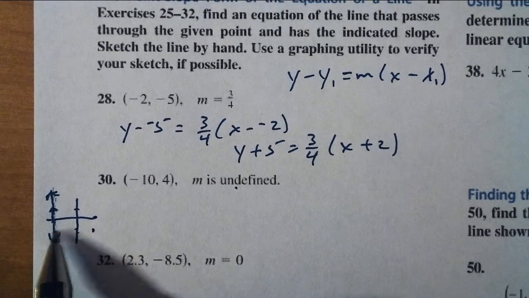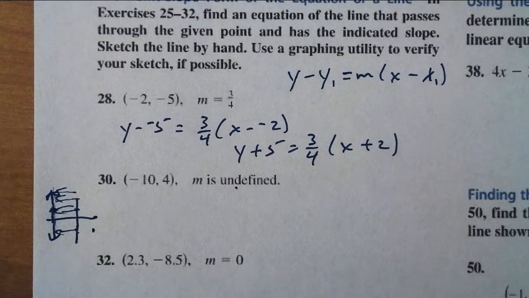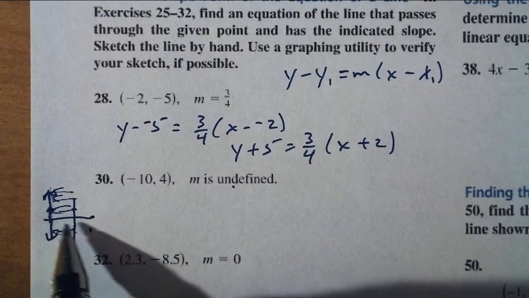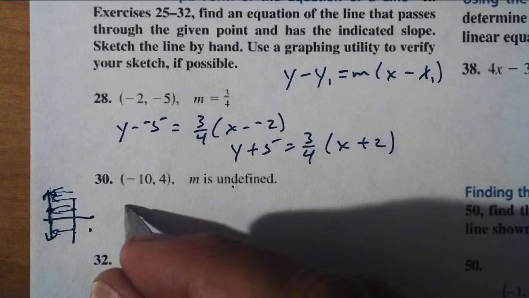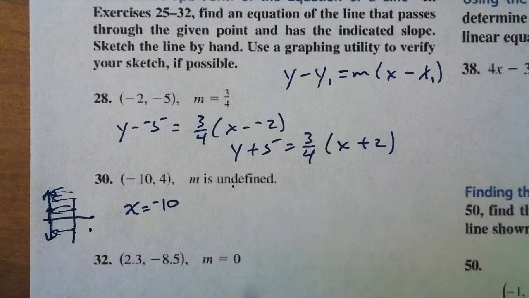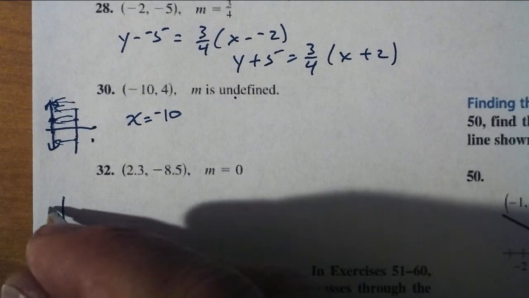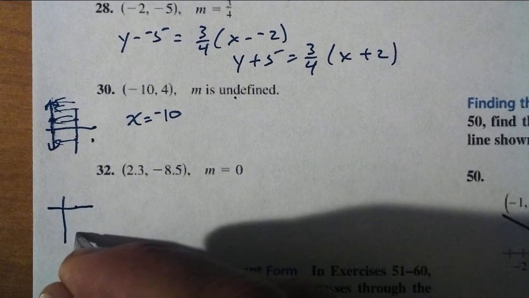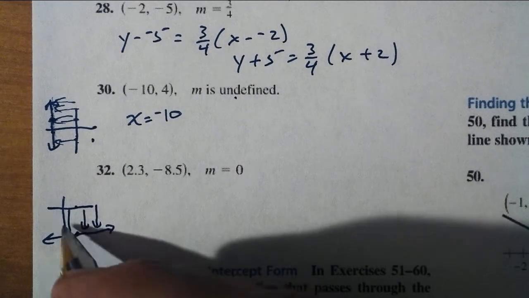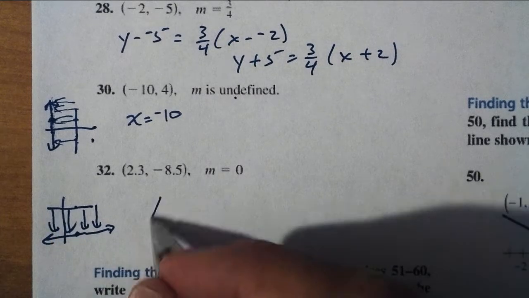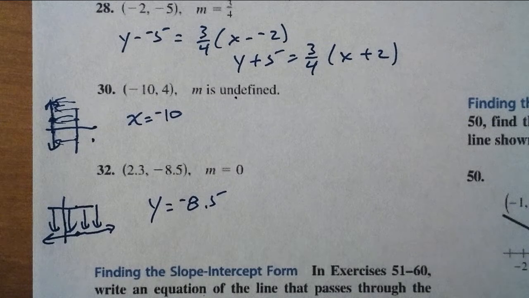No, because it's always left 10. Every point is always left 10. It's the x value that's fixed. X is right and left. Like this is -10, 0, -10, 4, -10, 5, -10, 6. No matter where I go, x is -10. When the slope is 0, at 2.3, let's say down here, it looks like this. The y's are always -8.5. Y is -8.5. We're always down 8.5.